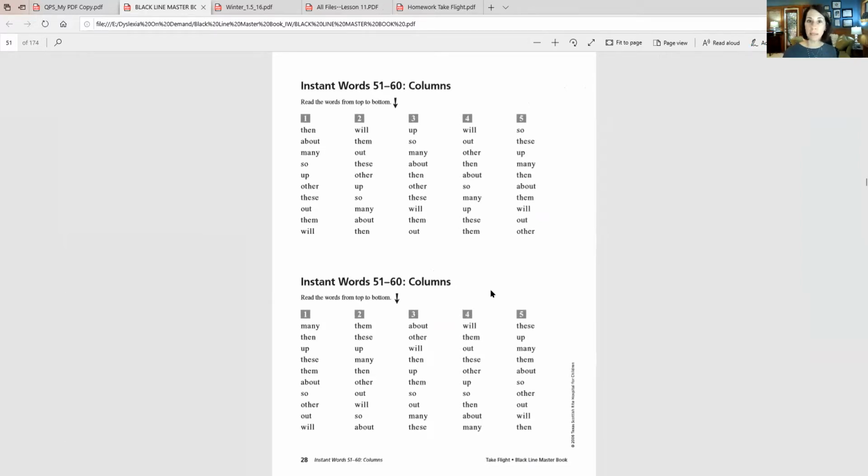It really doesn't matter. Columns 51 through 60 are the Fry words that are the most commonly found in the English language, numbers 51 through 60. And they're all in just different order. So they're just mixed up. So it's the same thing at the bottom of the page. It's just those 10 words presented in a different order in columns.